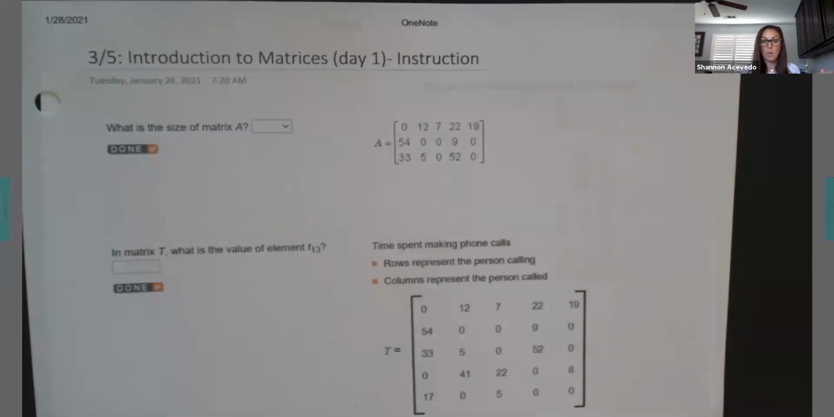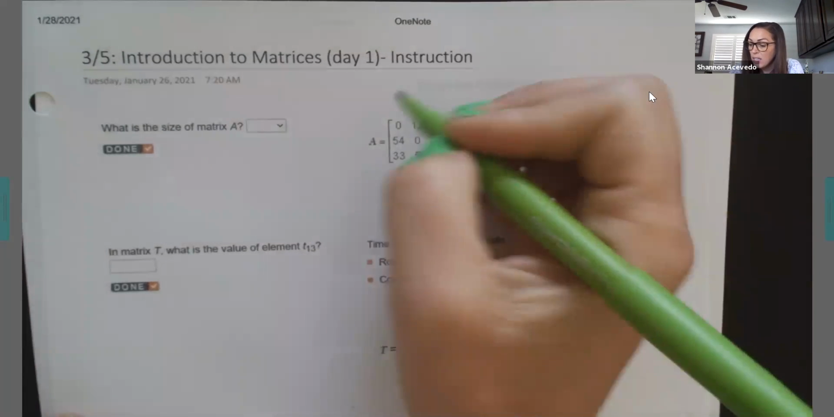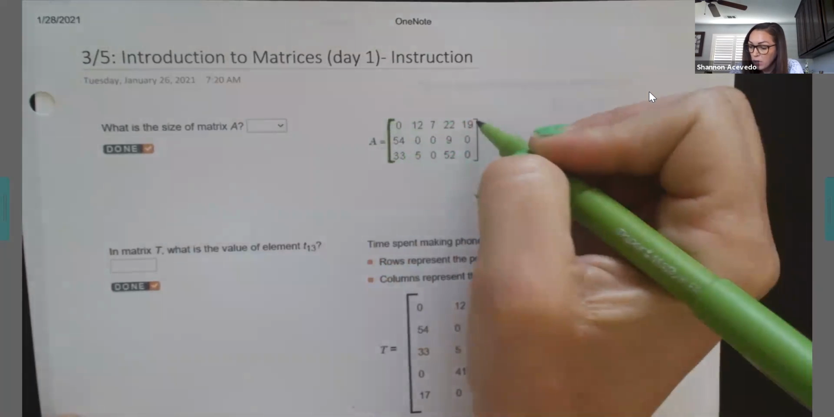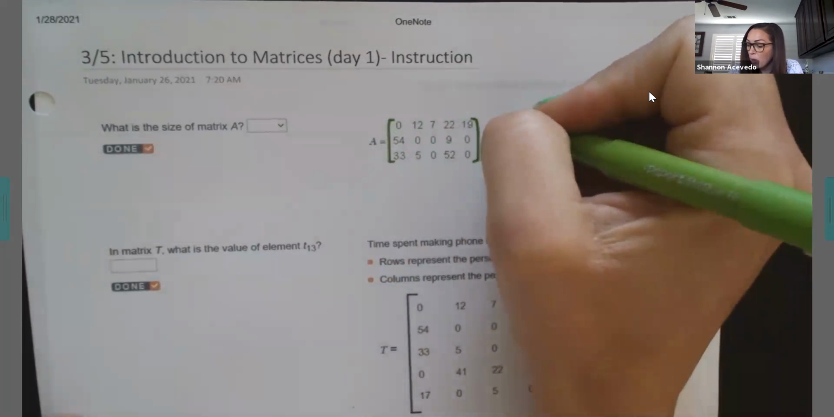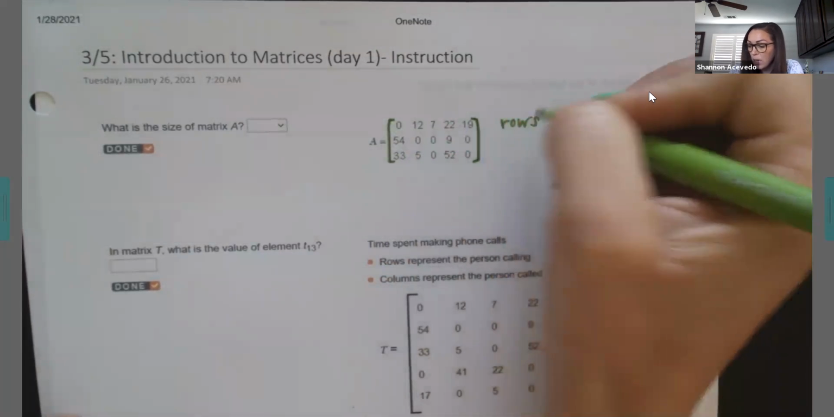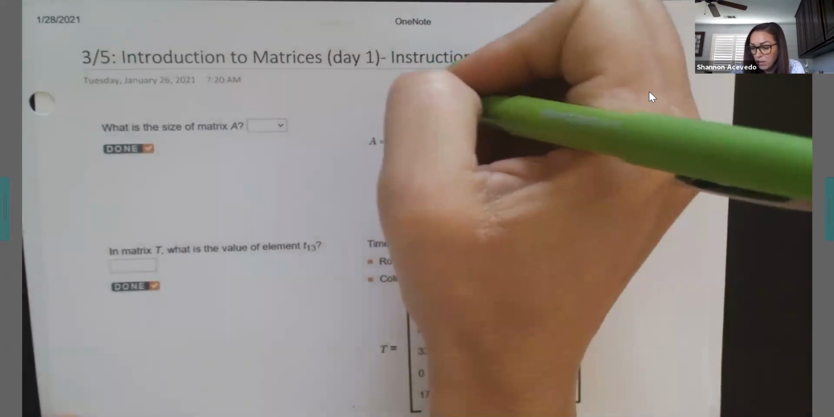Okay, so day one, introduction to matrices. So what is a matrix? A matrix is a set of data, and it's arranged using what we would call rows and columns. This right here is what we call matrix notation. They use these little brackets, and going across here, we have our rows, and going down, we have columns.